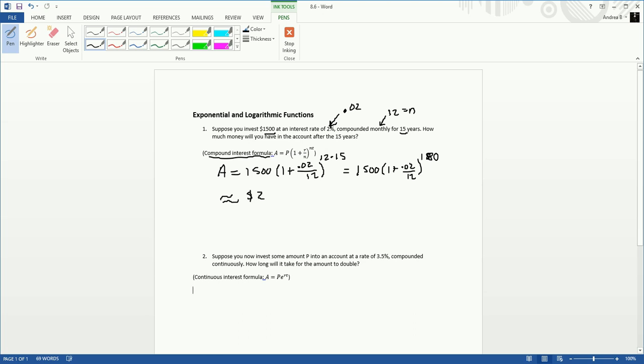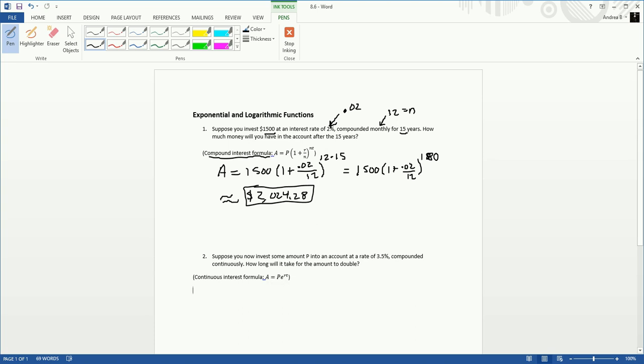So here you should get $2,024.28. And that is approximately what you should expect in that account after 15 years if it is compounded monthly at a rate of 2%.